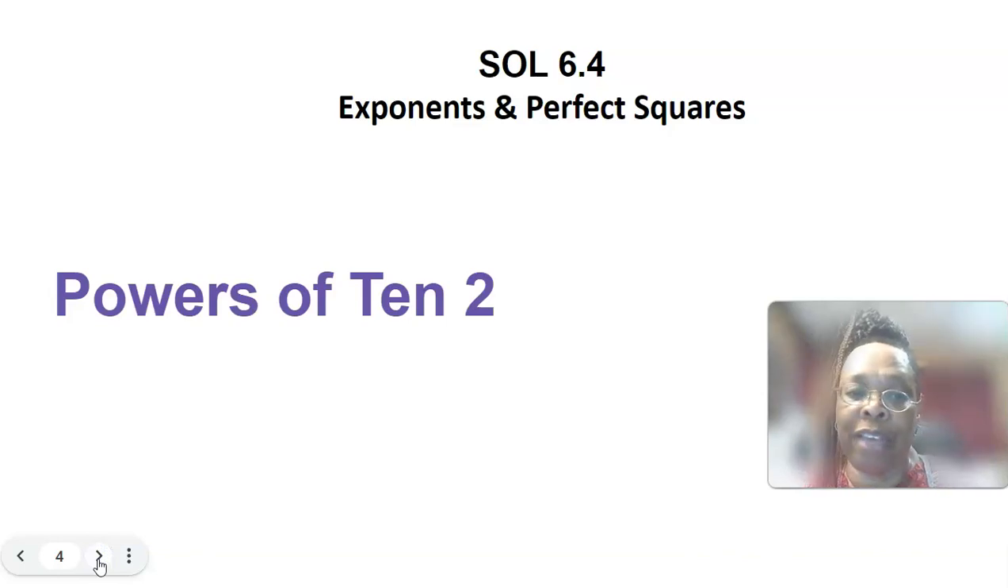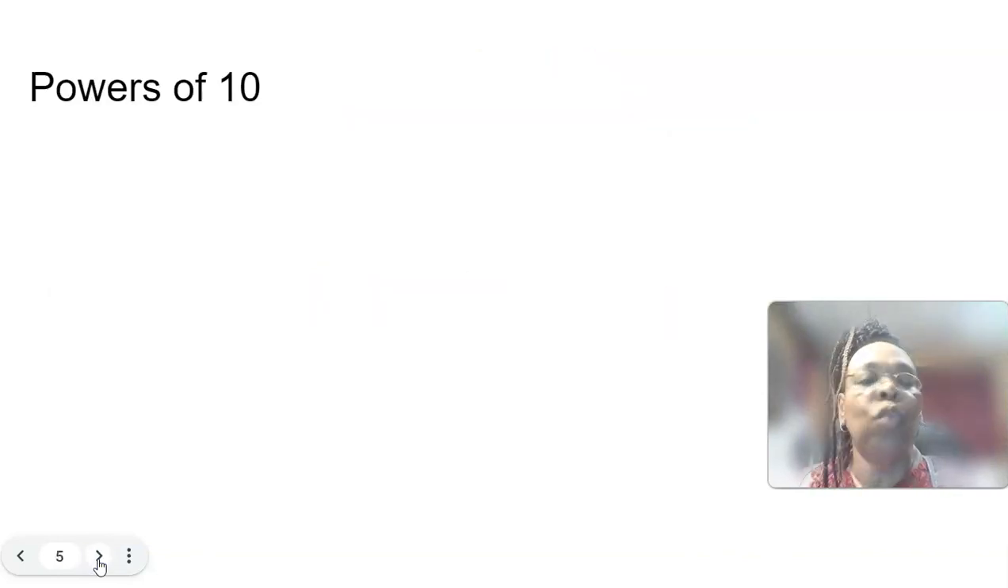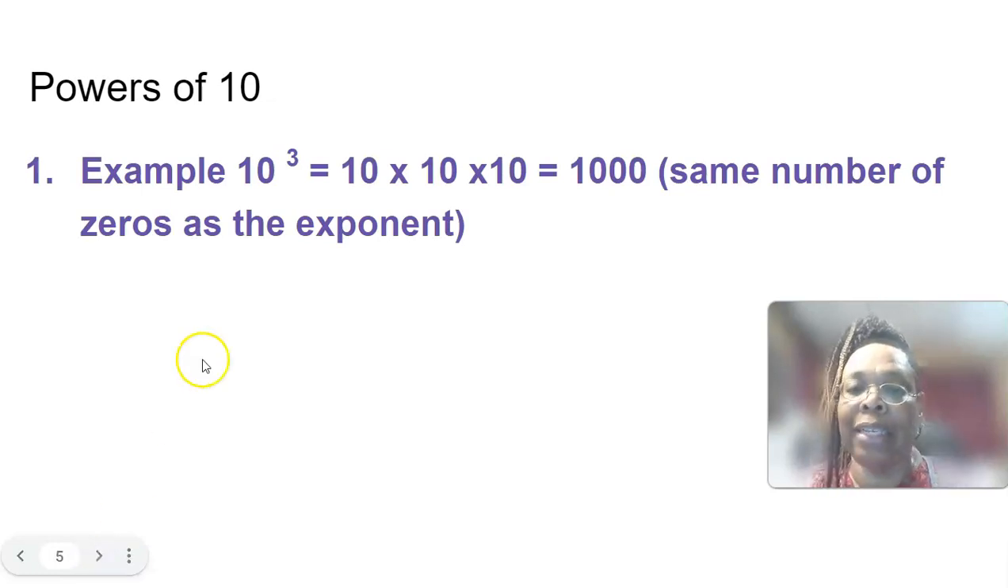Powers of 10. When we're talking about powers of 10, here's an example: 10 to the 3rd power. The base of powers of 10 is always 10. The expanded form is 10 times 10 times 10. Notice it's 10 three times itself. Notice the number of zeros in a power of 10 is the same as the exponent. Here are 3 zeros, and it's the power of 3.